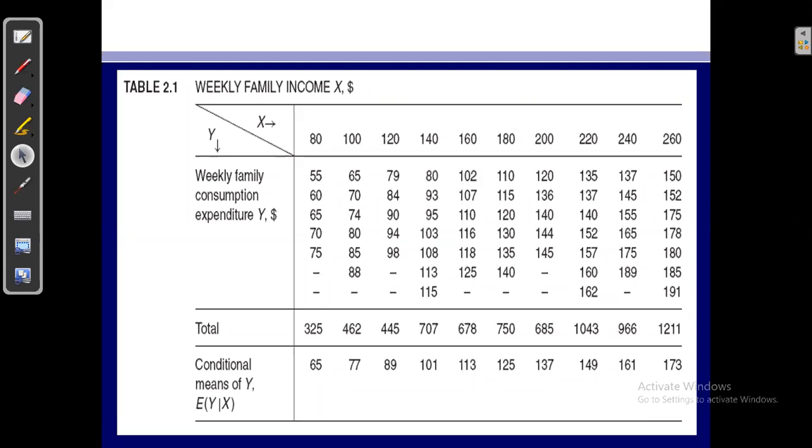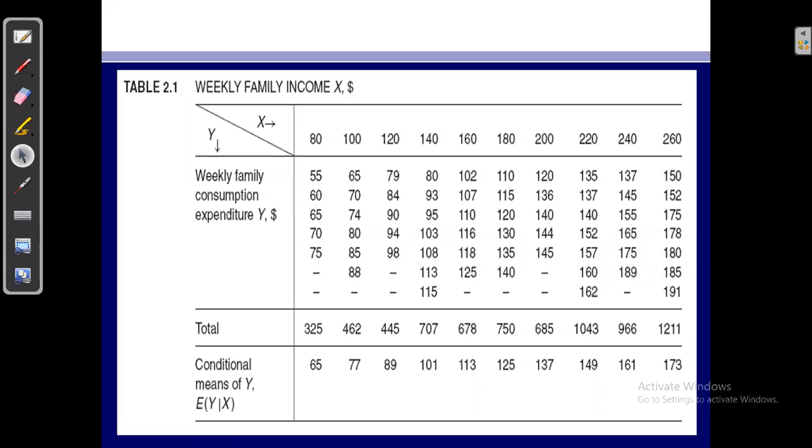Imagine that you want to collect data from families. I'm just explaining in the context of the table that you see on the screen right now. So imagine that you want to collect data on these two variables. One is your Y variable, weekly family consumption expenditure, which is your dependent variable of interest, and X is representing weekly family income, okay? So there are two ways of generating data on these two variables.